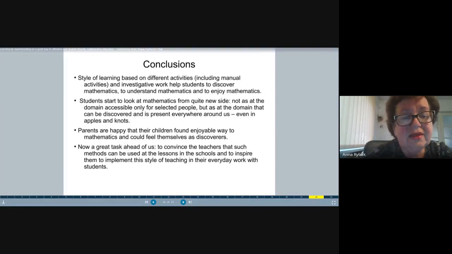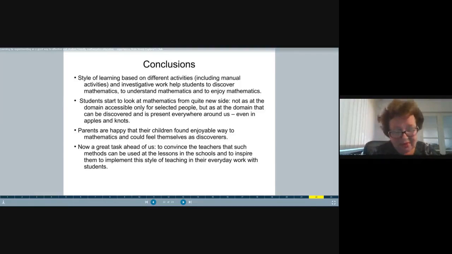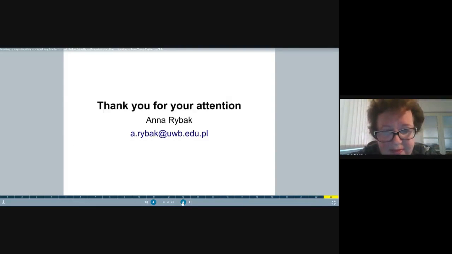Now a great task lies ahead of us: to convince the teachers that such methods can be used at lessons. But unfortunately, teachers always say that they have no time for such methods at lessons because they have to prepare their students for exams, for external exams. And the next, please.